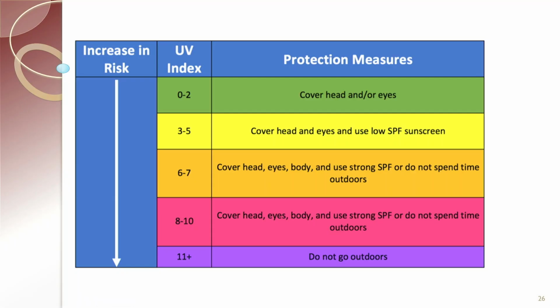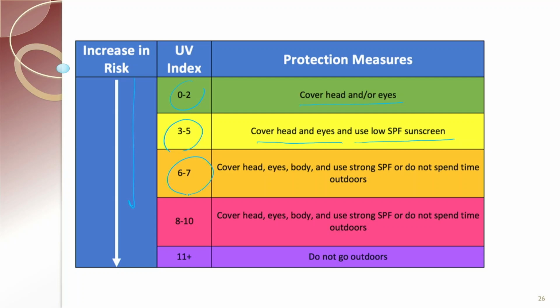Now, the protection measures. With increasing risk, 0 to 2 is the lowest risk. So, cover head and eyes properly, because the eye is affected by UV rays quickly. So, we should protect our eyes. For 3 to 5, cover head, eyes and use low SPF sunscreen or maybe low UPF clothing; normal clothing will work.